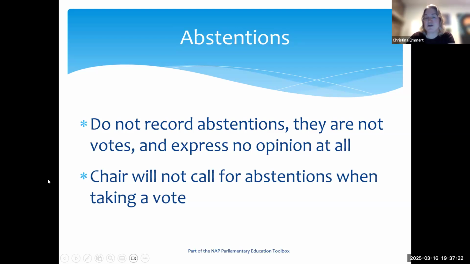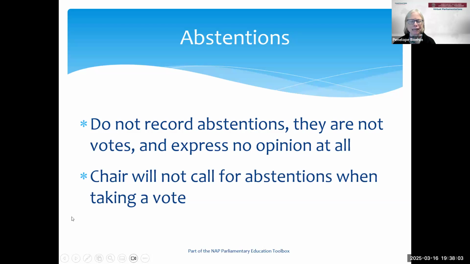Abstentions, you usually don't need to record abstentions, again, unless it's a public body or something like that, or you have rules that say that you must record abstentions, or you must record how each person voted. But, just as in the case of casting votes for elections, you don't record those abstentions because they're not votes and they don't express an opinion at all. And then the chair should not call for abstentions when taking a vote. I know you hear that at meetings where people will say all of those in favor, all of those against, abstentions. Well, if they didn't vote for it or against it, they're not voting at all. So you don't need to take that vote for abstentions.